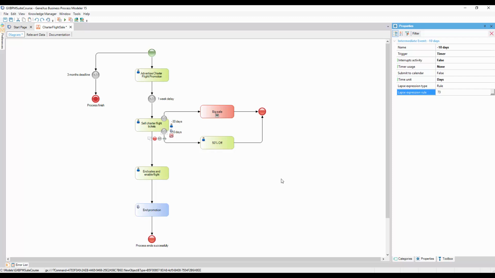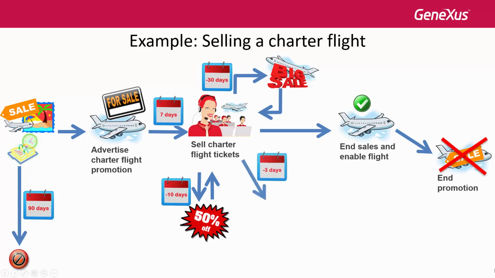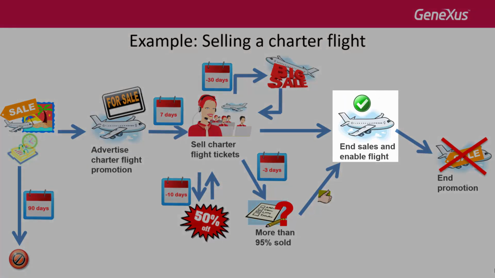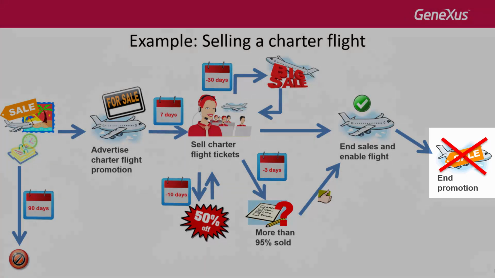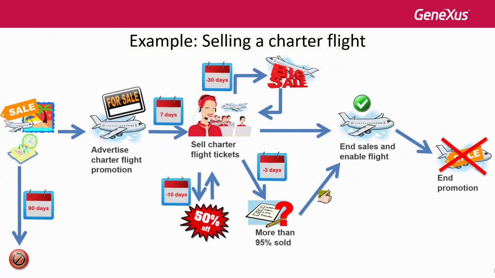Now we will take the last action before reaching the deadline to sell the charter flight tickets. 3 days before ending the process, if 95% or more of the tickets have been sold, the sales process will be closed, and the charter flight will be automatically enabled. We want this control to be a deadline that interrupts the sales task. If the desired percentage is not reached, we leave this decision to the manager.